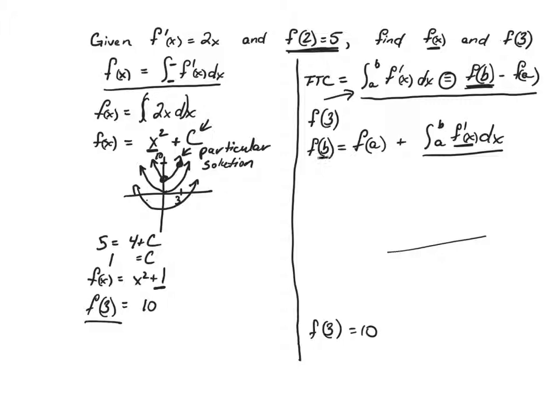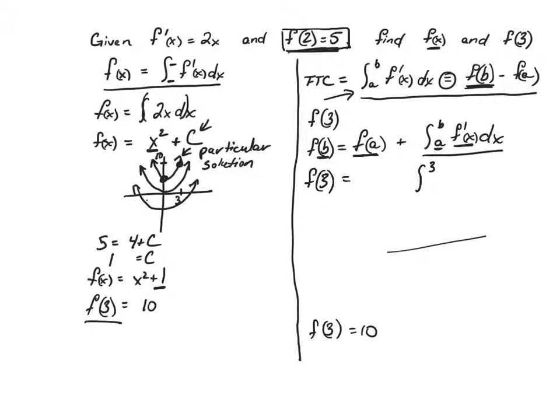Well, the b is the value that I want, right? I'm looking for f of 3. So it's the x value that I want to finish measuring my area to. And our reference point up here, f of 2 is equal to 5, is supplying where I'm starting to measure that area from and how much I'm starting with.